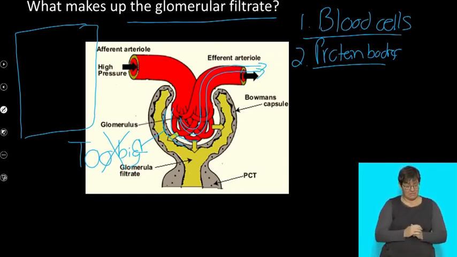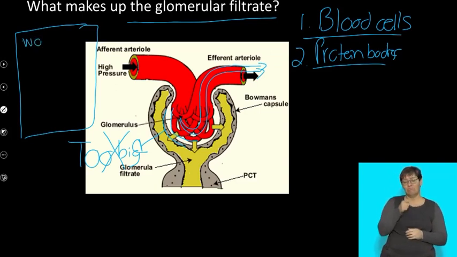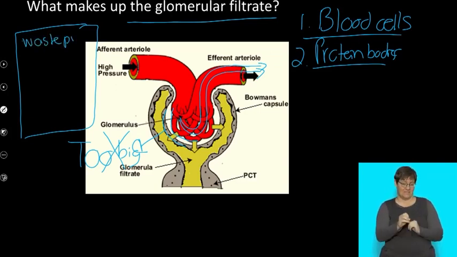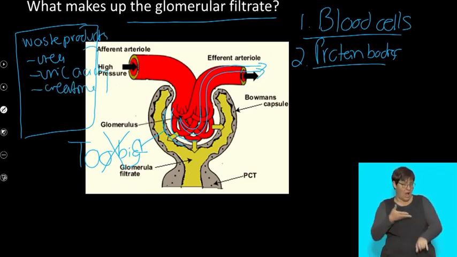But what is in the blood? Okay, so first thing that it is, there's going to be the waste products. And those are important. My urea, my uric acid, and my creatinine. They dissolved, they're my nitrogenous wastes, and they are in the blood. They definitely have to go through.